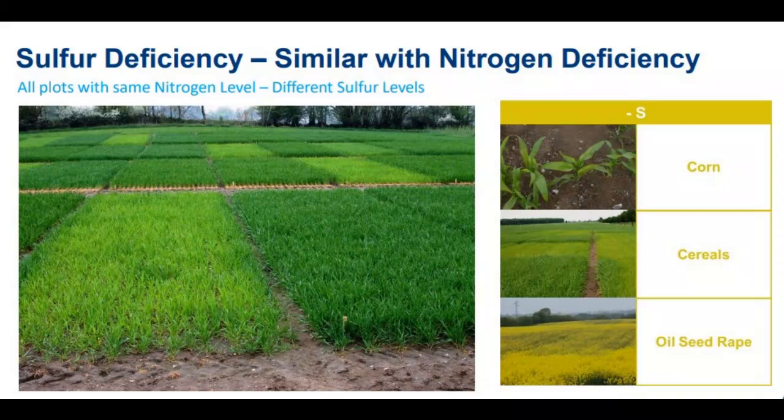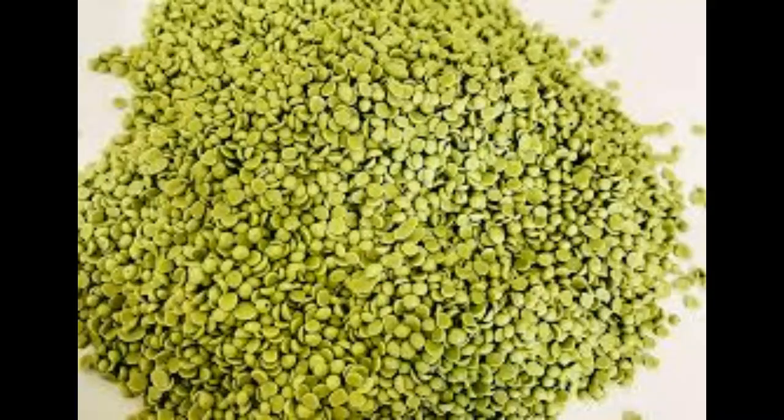Mutual efficiency means the deficiency of sulfur directly impacts nitrogen efficiency. Availability of sulfur or deficiency of sulfur directly impacts nitrogen efficiency. This is called mutual efficiency. The sulfur efficiency directly impacts nitrogen efficiency.